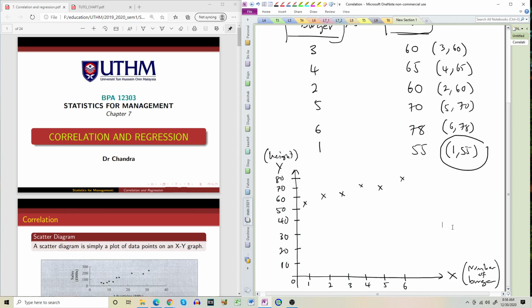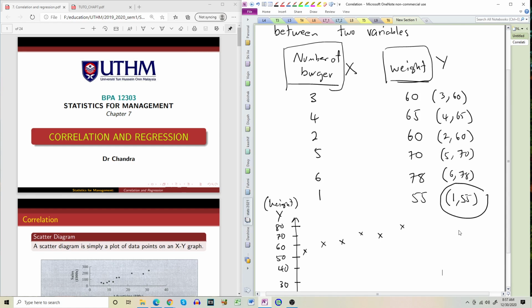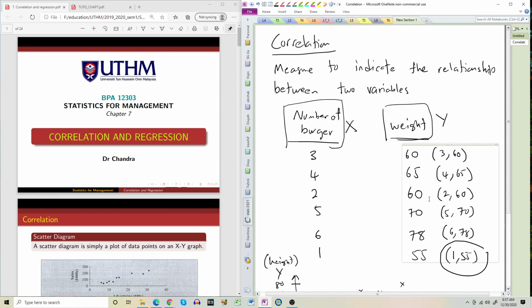Okay, so if you see this, I suppose most of you have copied. Again, for those who came late, let me recap how I started. I started with correlation. We're going to learn two things today: one is correlation, another is regression. Correlation is a measure to indicate the relationship between two variables. It can be weak, it can be strong. Measure means we're going to compute a number. Later on we will do that.